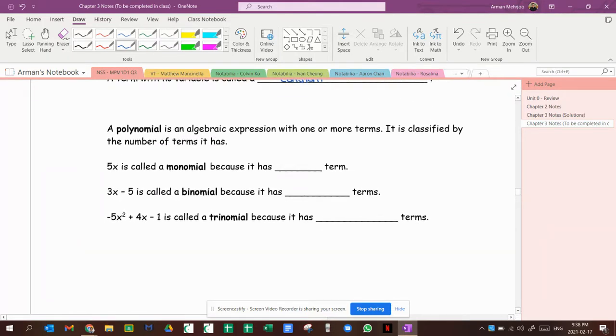A polynomial is an algebraic expression with one or more terms. It's classified by the number of terms it has. So something with one term is called a monomial because it has one term. Something like this, which has 2 terms, is called a binomial. And it's called a binomial because it has 2 terms. Something like this with 3 terms is called a trinomial because it has 3 terms.